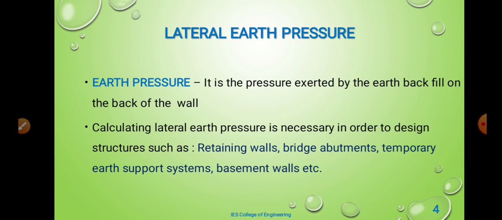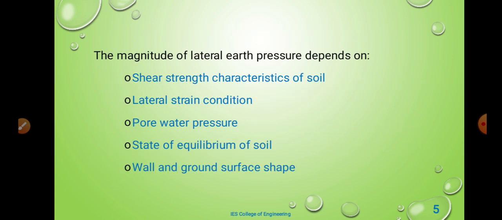The need of calculating lateral earth pressure is mainly to design structures such as retaining walls, bridge abutments, temporary earth support systems, basement walls, etc. The magnitude of lateral earth pressure depends on shear strength characteristics of soil, lateral strain condition, pore water pressure, state of equilibrium of soil, wall and ground surface shape.